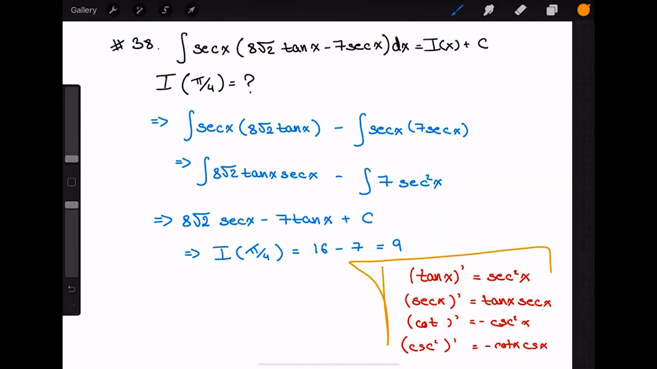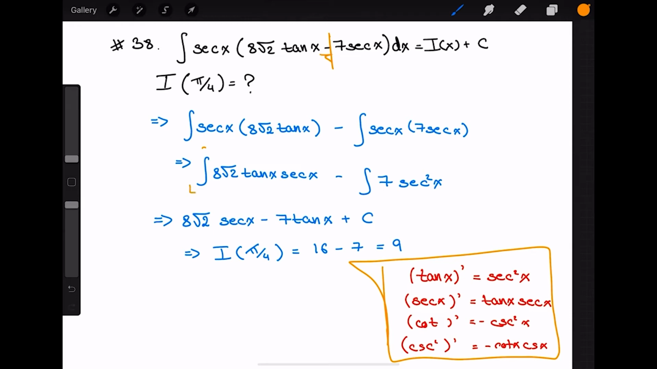Again, I hope you guys will recall all the derivative formulas that you learned previously, because the derivative of tan x is secant squared x. The integration of secant squared x is tan x, because integration is simply antiderivative. What we can do here for question 38 is split this into two separate integration equations. So secant x times 8 radical 2 tan x minus secant x times 7 secant x. Make sure you have a minus separating it, because in the actual equation it is negative here.